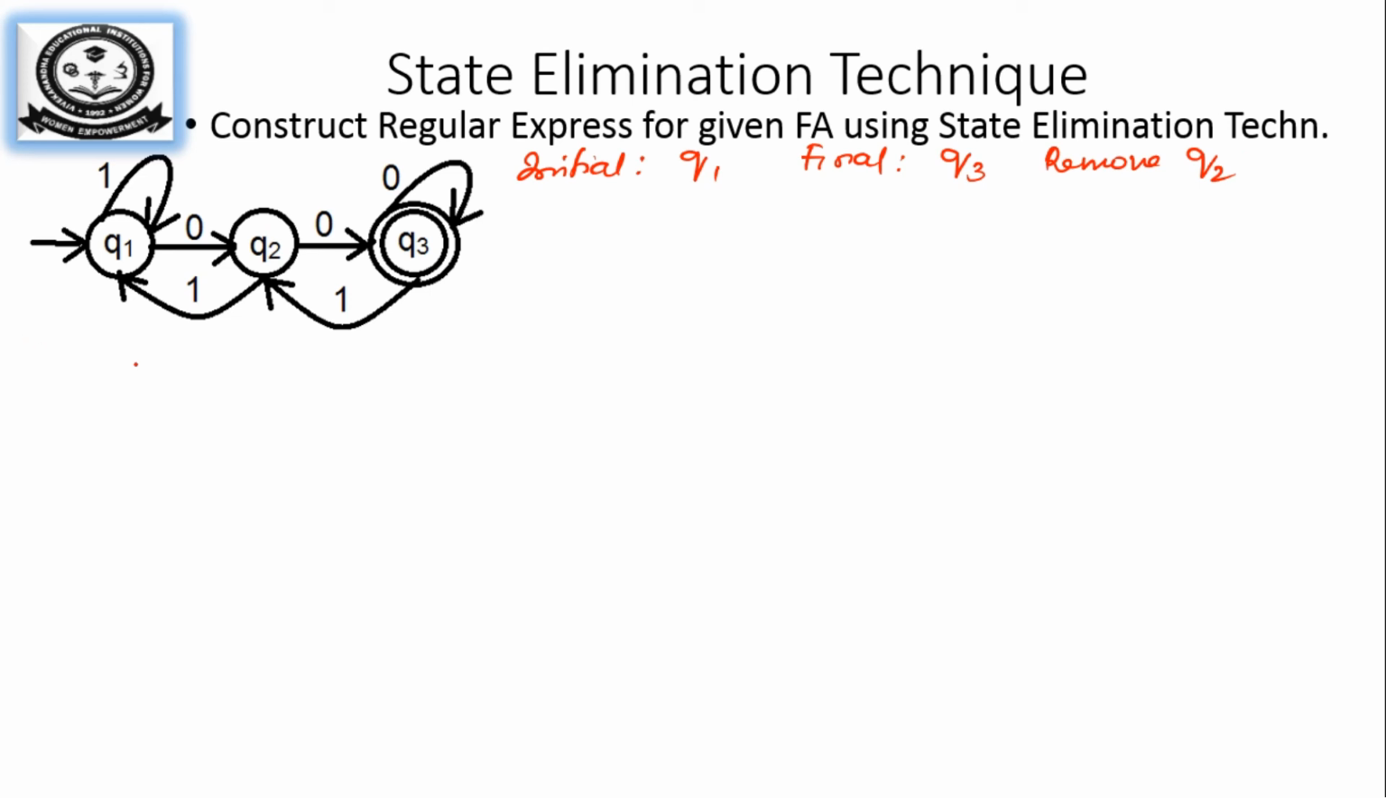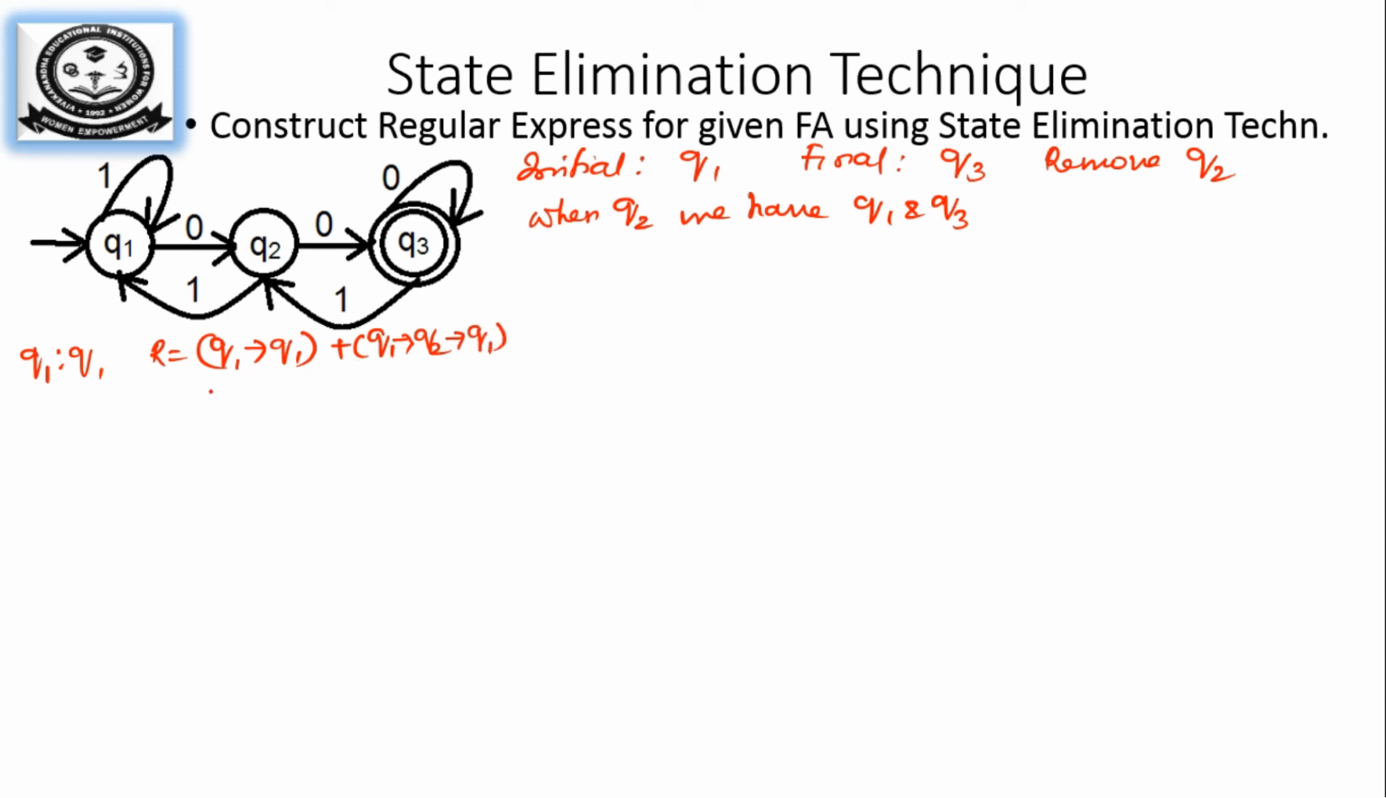So we'll start with the transition. When you remove Q2, we have only Q1 and Q3. So we'll have the transitions, we'll start from here. So Q1 to Q1 we'll have, so the regular expression we can have Q1 to Q1 plus through Q2 can we reach Q1. So this is Q1. So what will be the answer here? It is going to be 1 plus 0 1. So that's your answer. So next one is you can check for Q3.